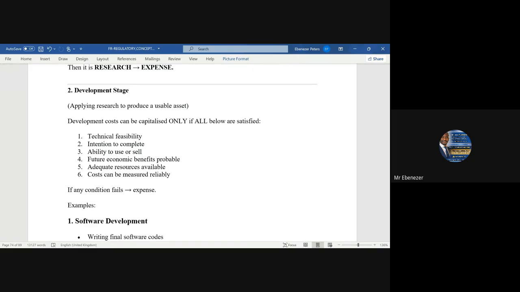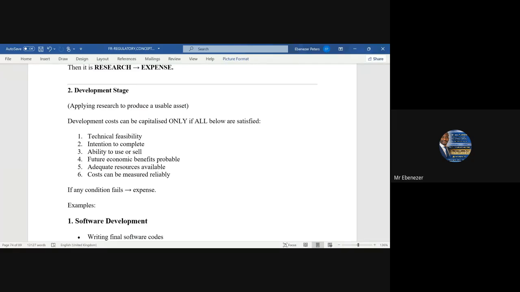Remember, I said development stage is the stage that you know too well that the product or the concept will become real, will become a usable asset. Let's use that word now technically. So number one, for you to capitalize any cost, it must be technically feasible. In other words, you know that the reality of this product is real. That is number one. Number two, the intention to complete it is visible. You are seeing it.